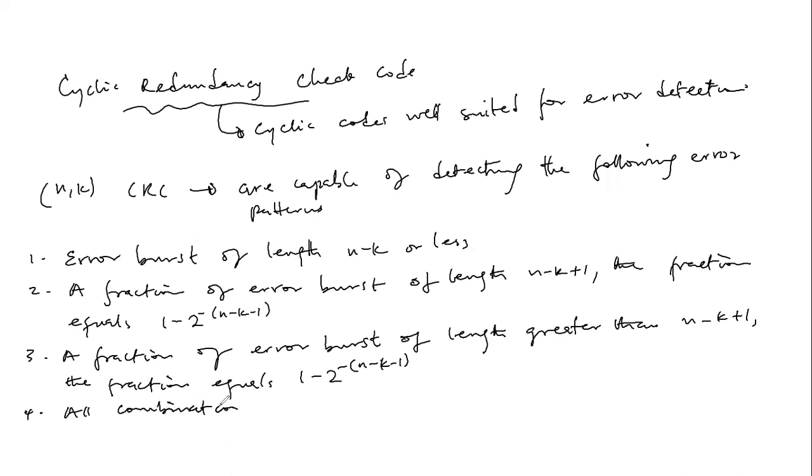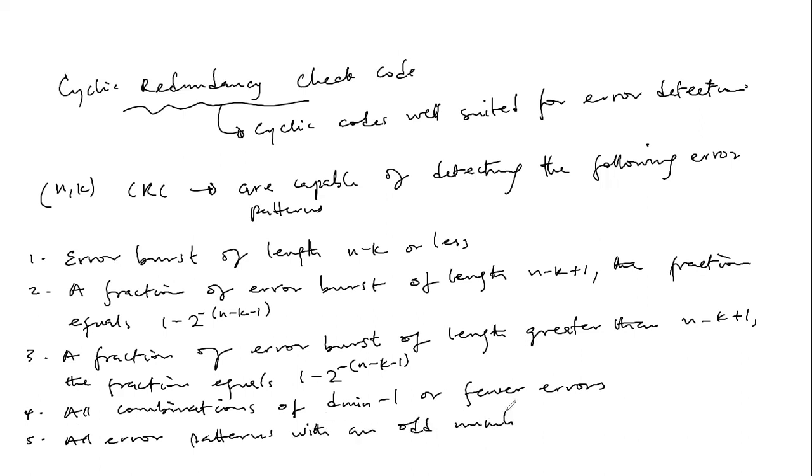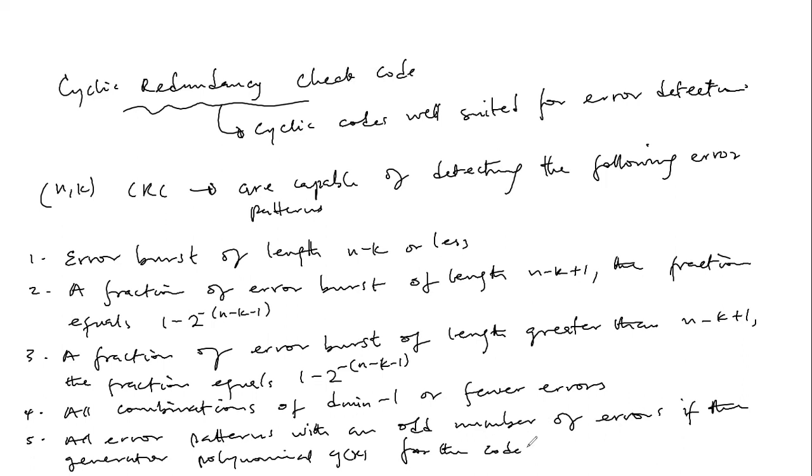And also all combinations of d_min minus 1 or fewer errors, and then all error patterns with an odd number of errors if the generator polynomial g(x) for the code has an even number of non-zero coefficients.